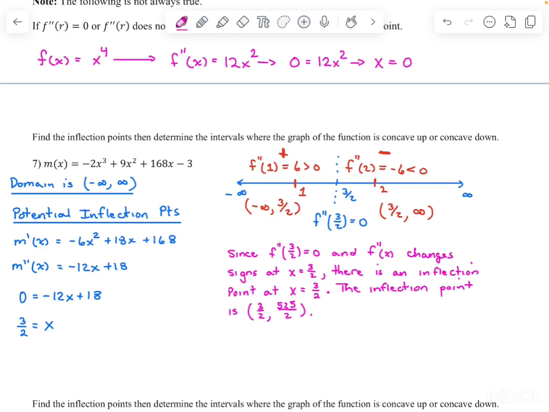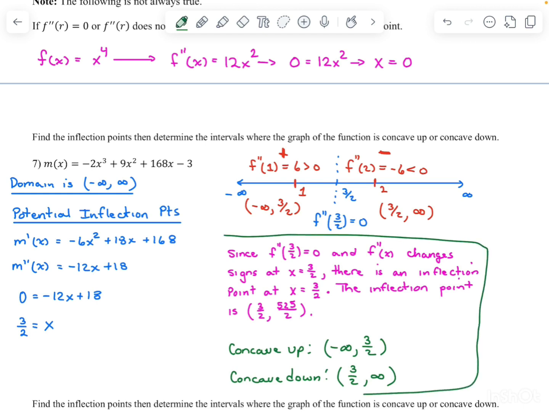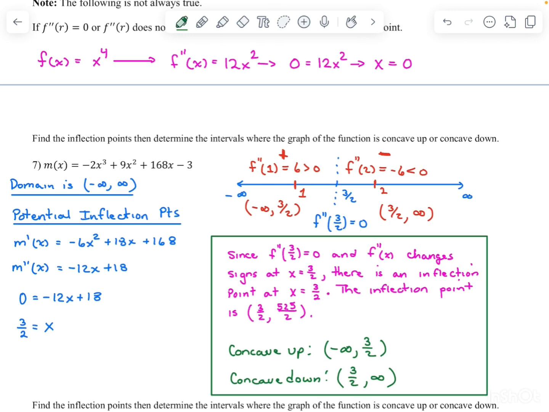Now to determine where the graph of the function is concave up or concave down. The graph of the function is concave up in the open interval negative infinity to 3 halves, and that is because the second derivative is positive in that interval. The graph of the function is concave down in the open interval 3 halves to infinity, because that's where the second derivative is negative. And we are done.